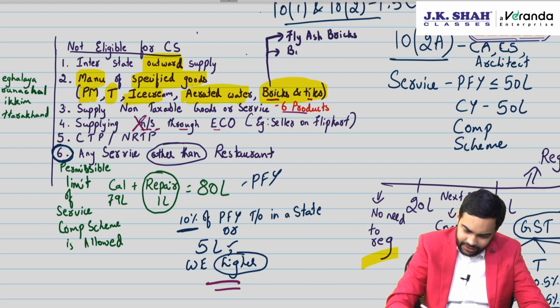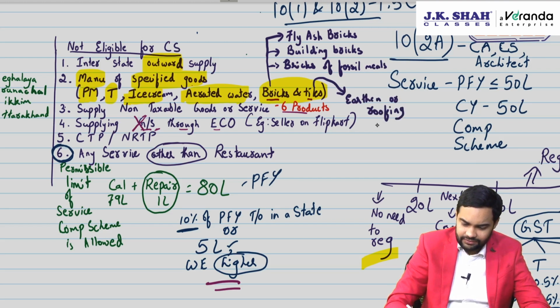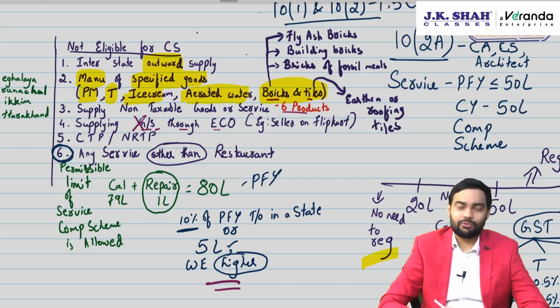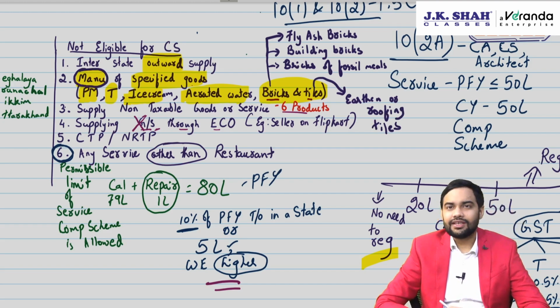It could be building bricks. Building bricks are those red color bricks. Then it could be bricks of fossil meals. These are leftover. And then tiles. When we talk about tiles, the law talks about earthen or roofing tiles. Both kinds of tiles are in the exclusion category. So if you are manufacturing these, you will not get the composition scheme. Careful, manufacturing these. A trader is still eligible for these, but if you are manufacturing, you will not get the composition scheme.